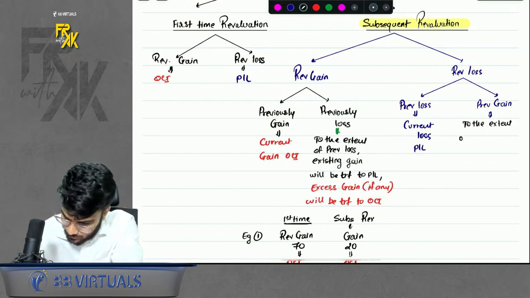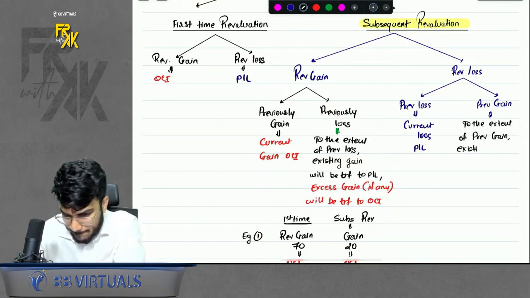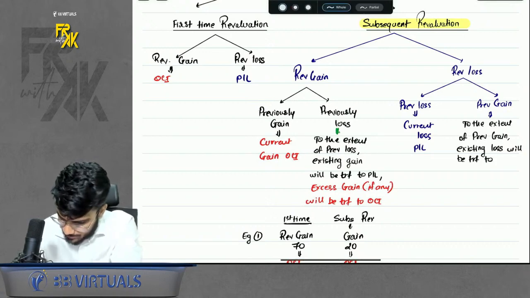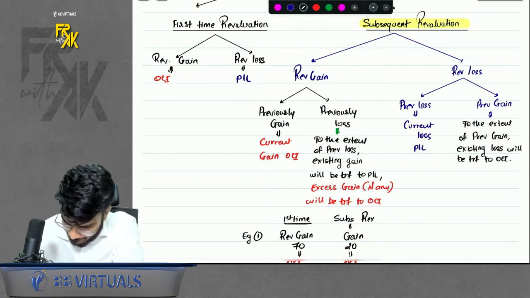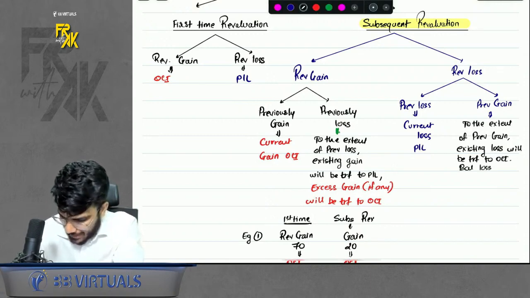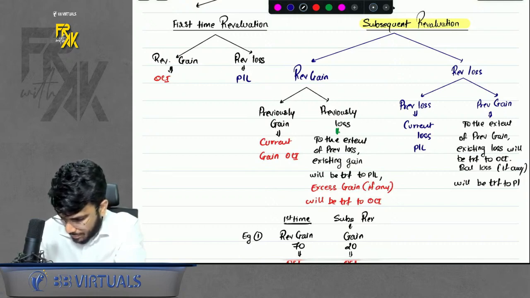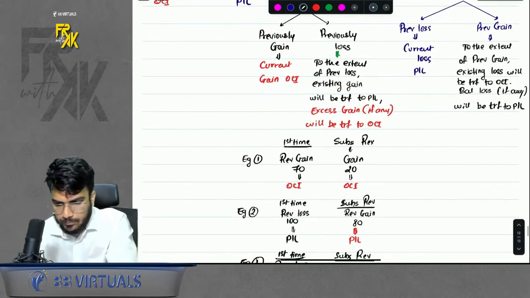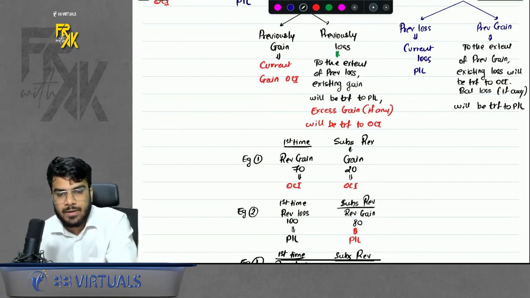To the extent of previous gain, existing loss will be transferred to OCI. Balance loss, if any, will be transferred to profit and loss.